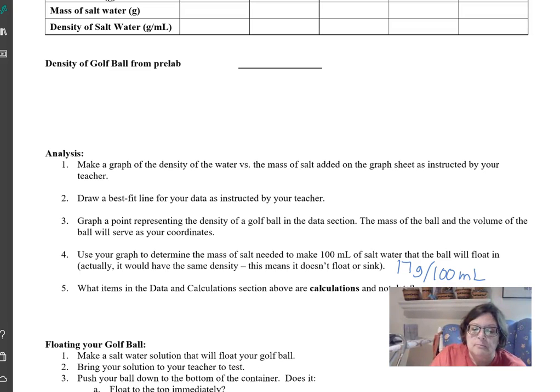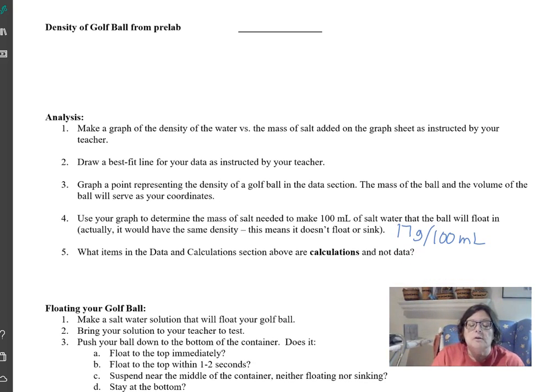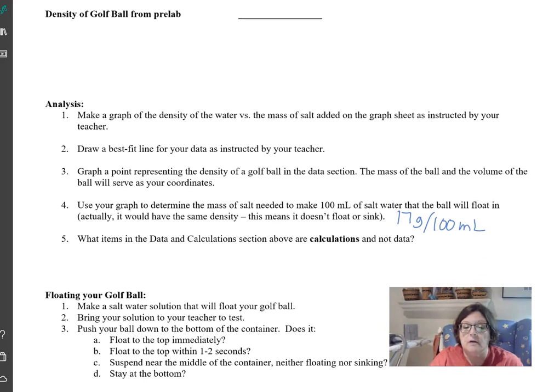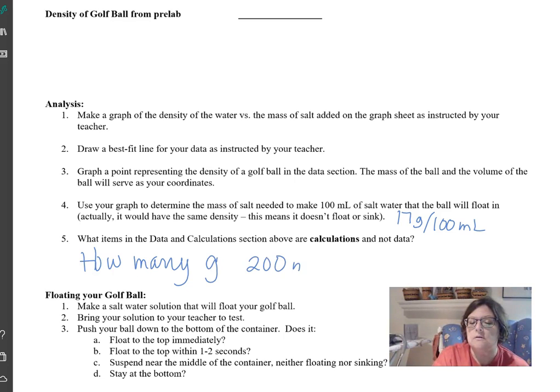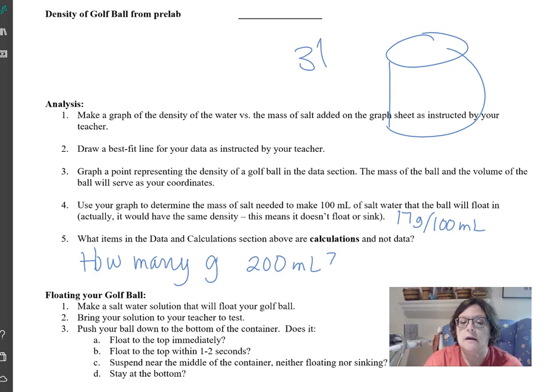But I'm going to tell you right now that 100 milliliters is not going to be enough. So if I need 17 grams for 100 milliliters, how many grams for 200 milliliters? What am I going to do? 17 for 100. 17 plus 17 for 200. 34 grams. So I'm now going to get a beaker, and I'm going to add 34 grams into 200 milliliters.